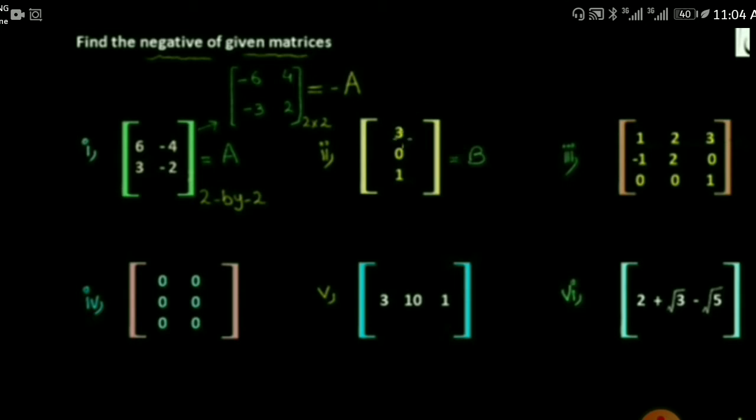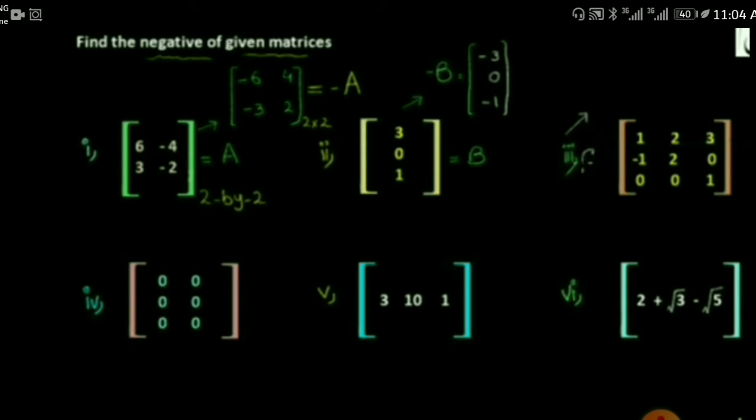If second matrix is B, what will be the negative of matrix? Minus B. Again we need to change sign of every entry present in it. If it is plus 3, minus 3, 0 will remain 0 because 0 is additive inverse of 0, plus 1 with minus 1. So again we can see that order remained same.